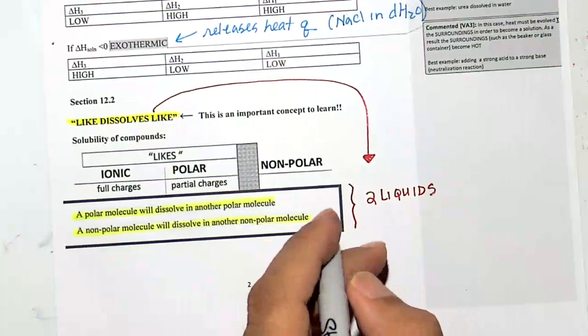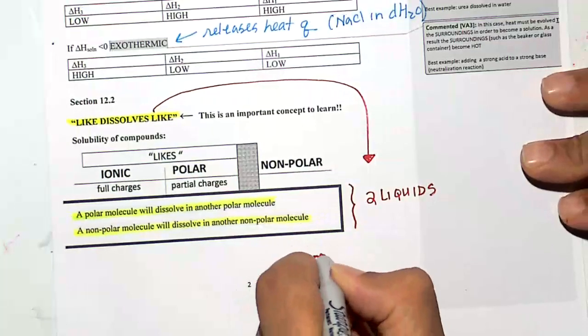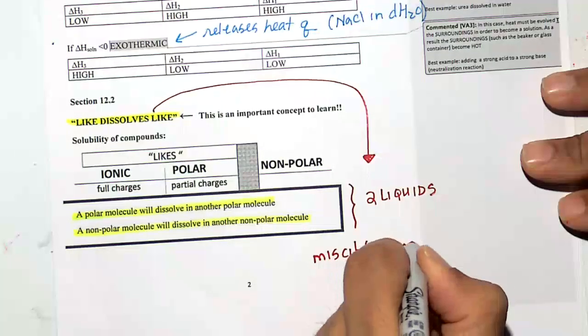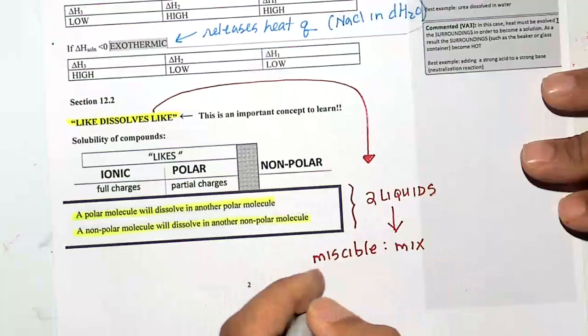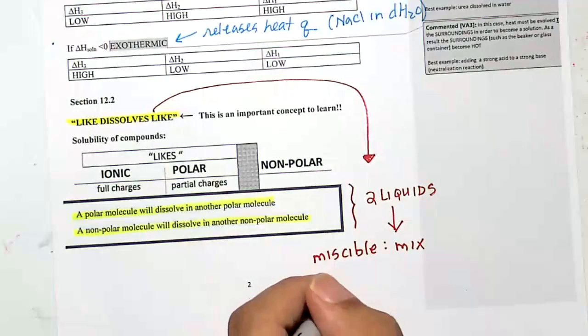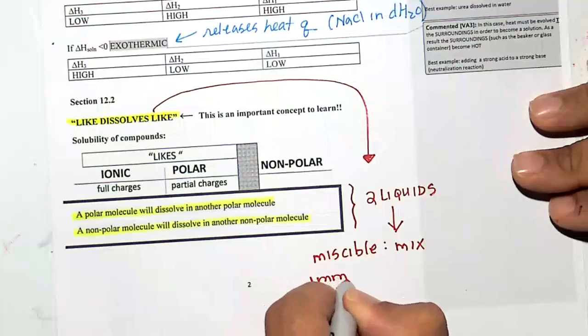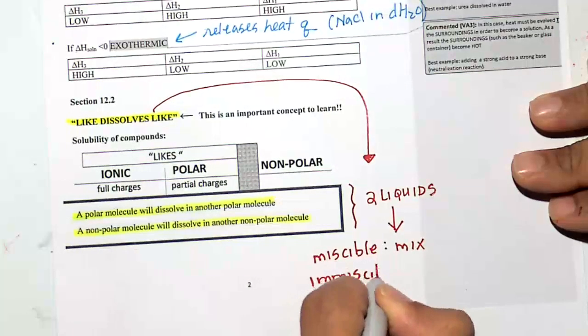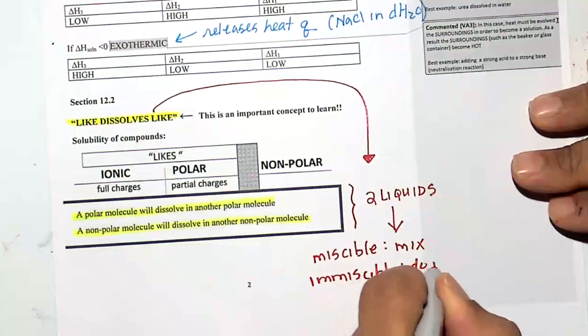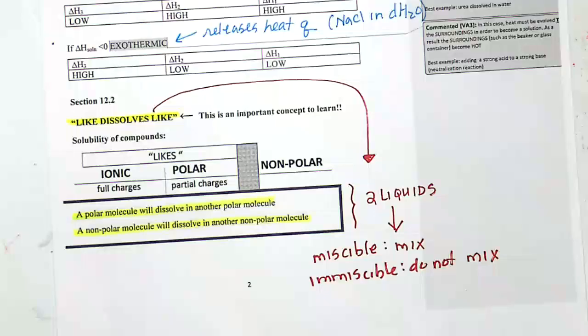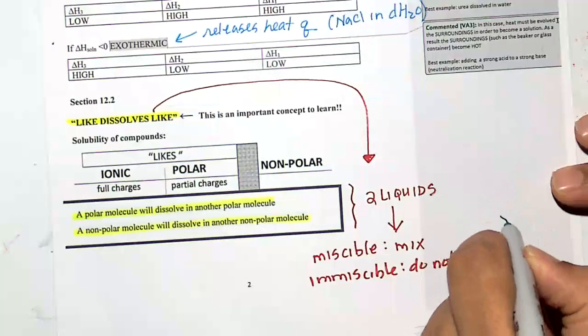And if they come together, we call that miscible. If the two liquids mix. If they don't mix, and if they're like oil and water, they become immiscible. How do we know if two liquids can be miscible or immiscible? Like dissolves like.